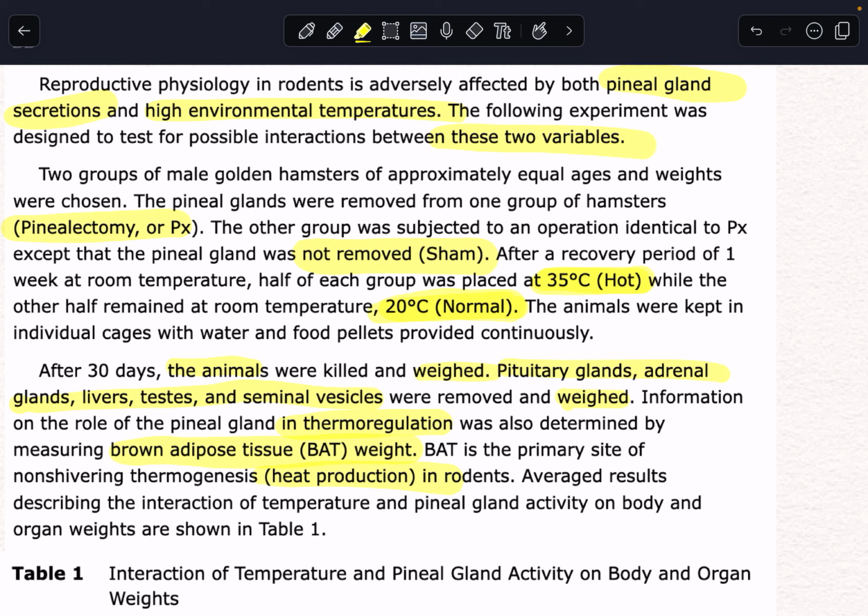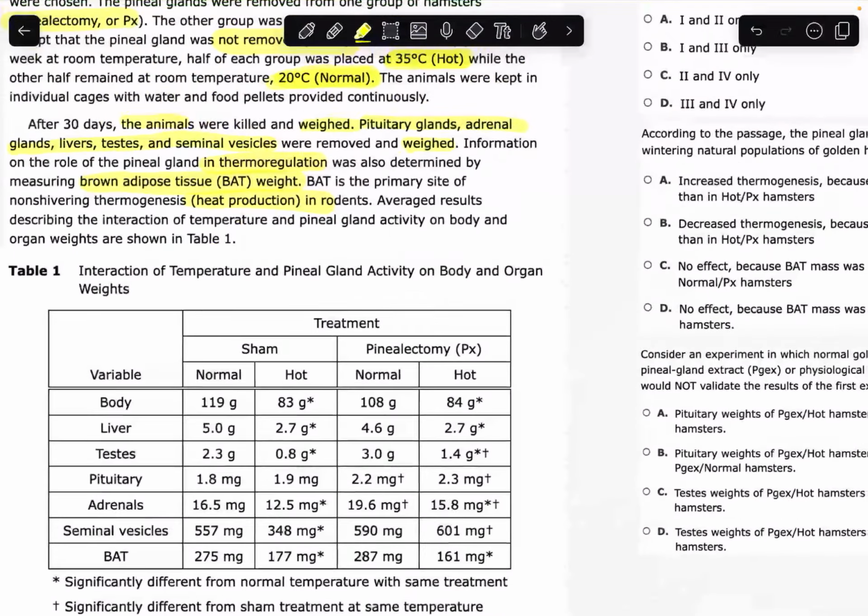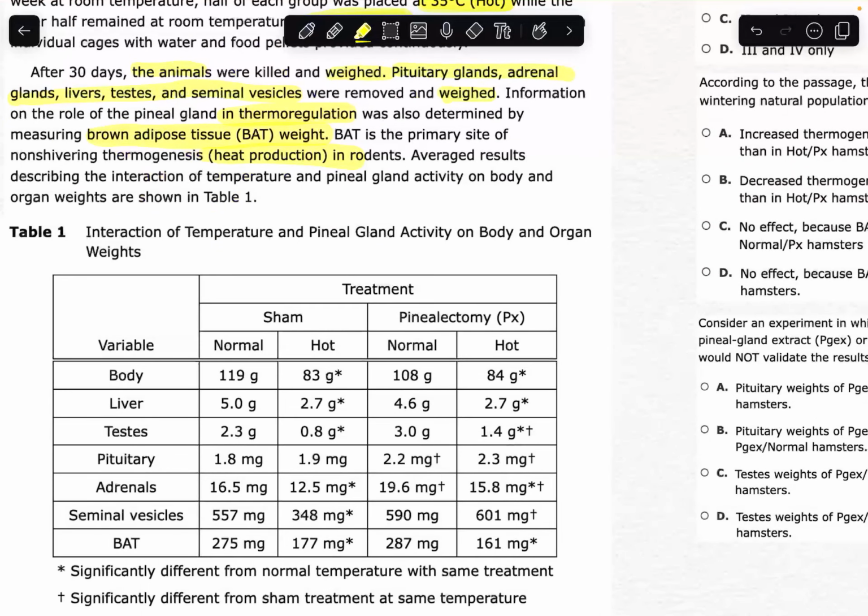Averaged results describing the interaction of temperature and pineal gland activity on body and organ weights are shown in table 1, okay? So let's look at table 1. Wow, table 1 is really busy here. It's a big table, okay? There's a lot. Okay, so table 1, the legend says interaction of temperature and pineal gland activity on body and organ weights. So cool. Body and organ weights, all these variables in this column are the dependent variables that my experiment is testing for, right? And then the independent variables, once again, are the different treatments, right?